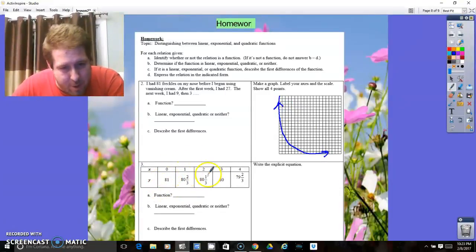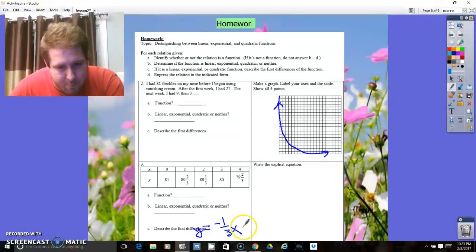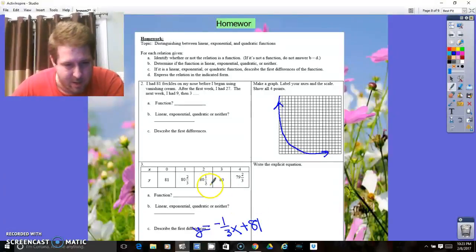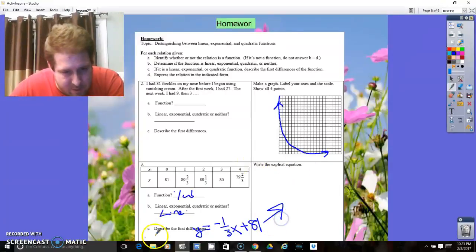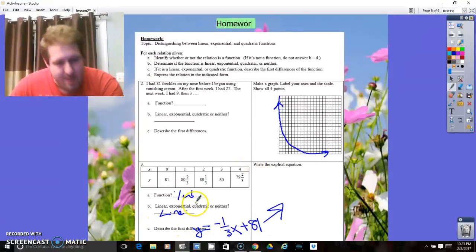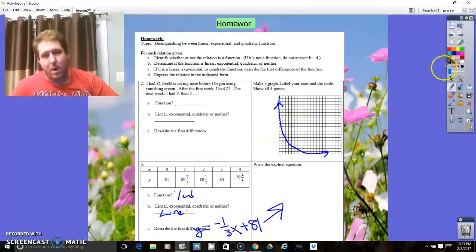All right, last one. 81 to 80 and 2/3 to 80 and 1/3. It looks to me like it's decreasing by 1/3. So that would be y. That'd be linear. So it's y equals negative 1/3 x plus the starting point, which is 81. That's the equation. That's definitely linear. And that is definitely a function because no domain has more than one answer. Write an explicit equation. Oh, I believe I just did that. Describe the first differences. It looks like it's subtracting 1/3.